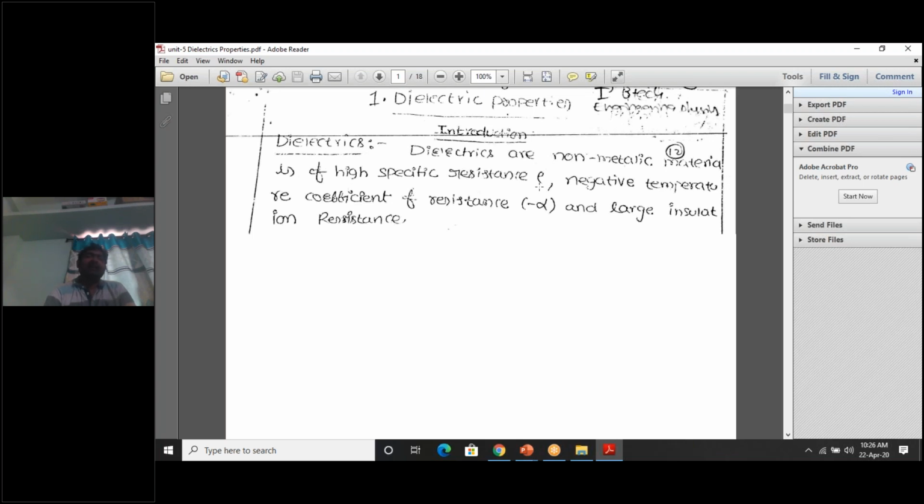So they have a higher value of specific resistance. Specific resistance means what? R into L divided by A, the resistance of unit length per unit area. Okay, resistance, some other way of representation is specific resistance. Okay, R into L by A, and having a negative temperature coefficient of resistance. So as temperature increases, slowly the dielectrics or insulators, these materials' conductivity minutely increases, and they have large insulation resistance. They offer a high amount of resistance.